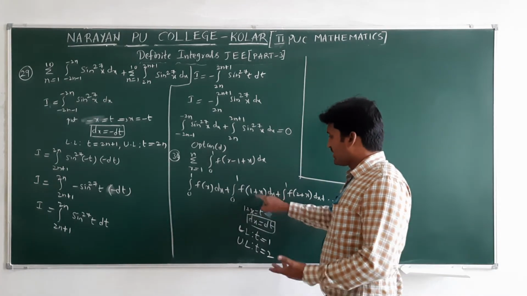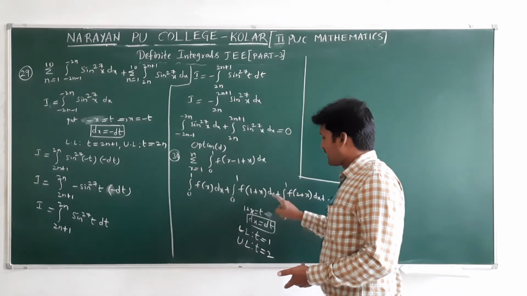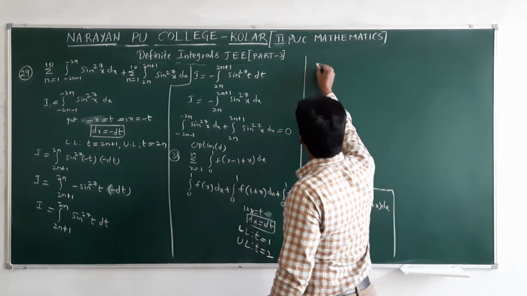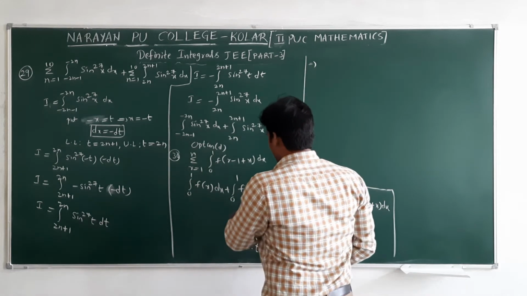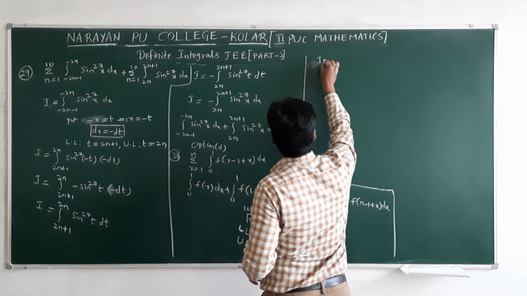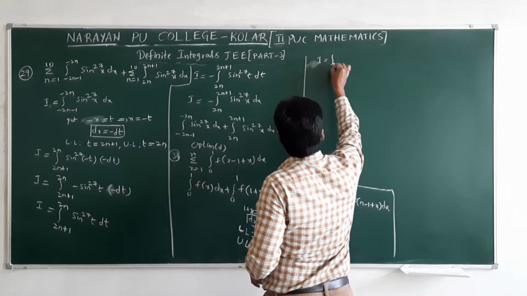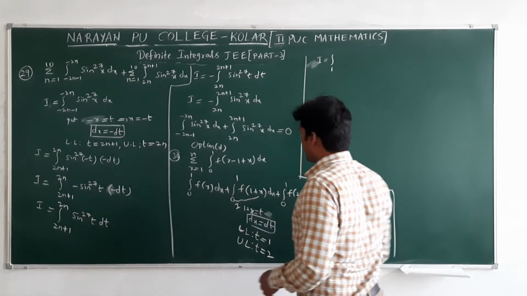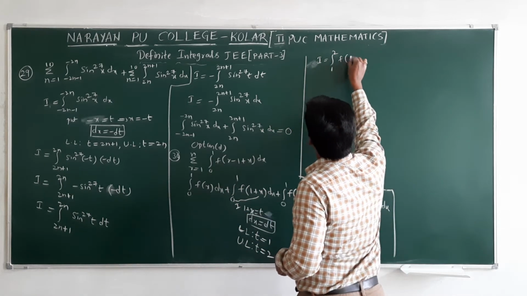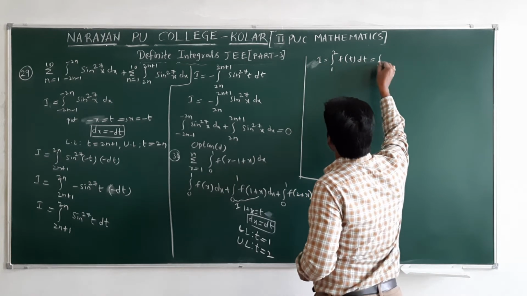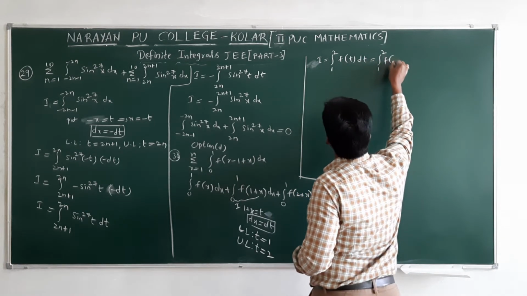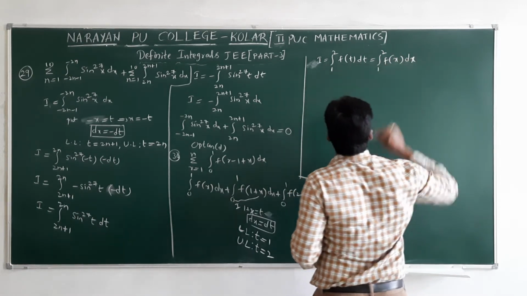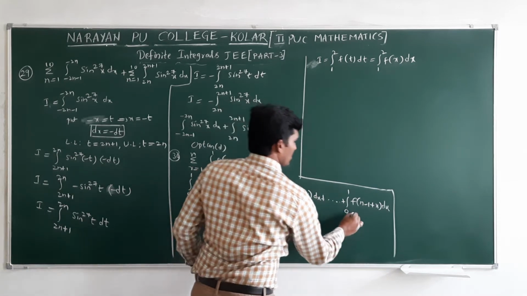So the dummy variable t we can replace with x, and dt we replace with dx. That's why, taking this particular value, this value is considered as I. Only for understanding purposes I am doing 1 to 2 f of t dt, stated as the same variable. That's why we got dx and dt the same. So t replaced with x, dt replaced with dx. Like that we can change the remaining also.